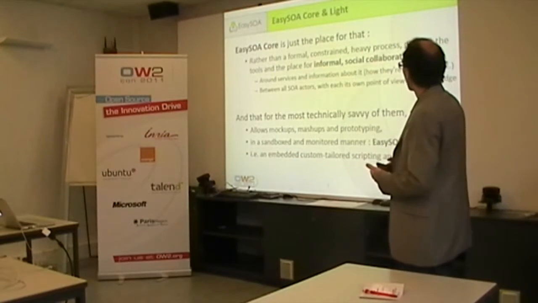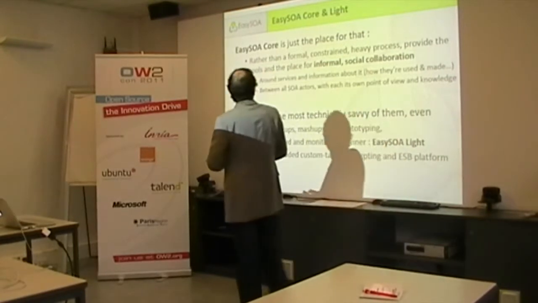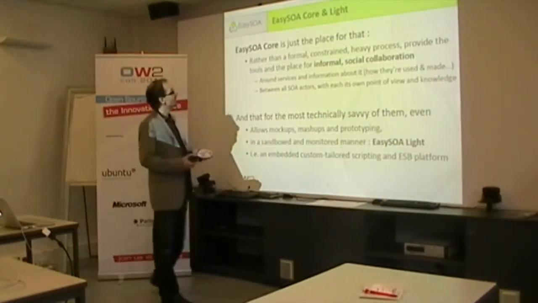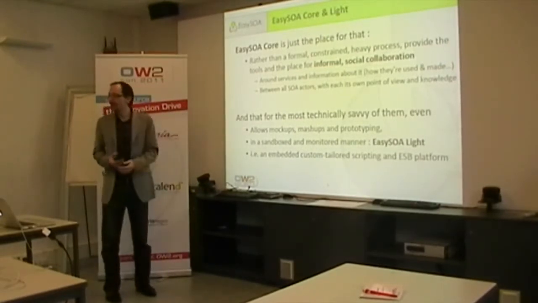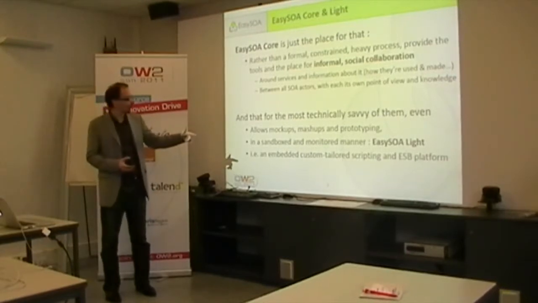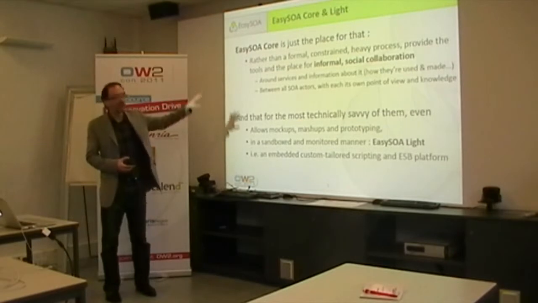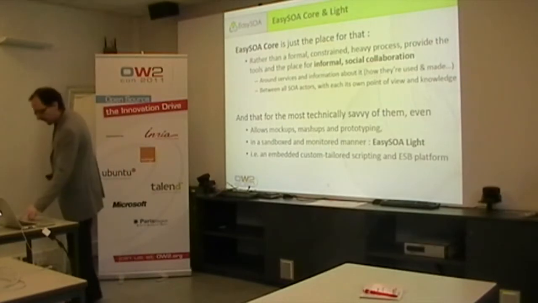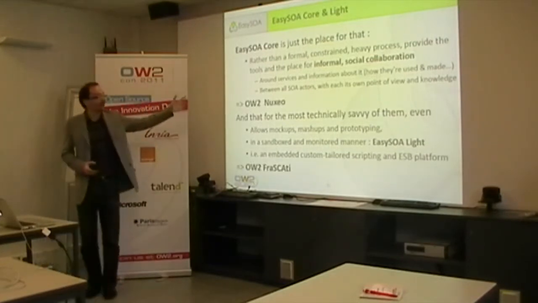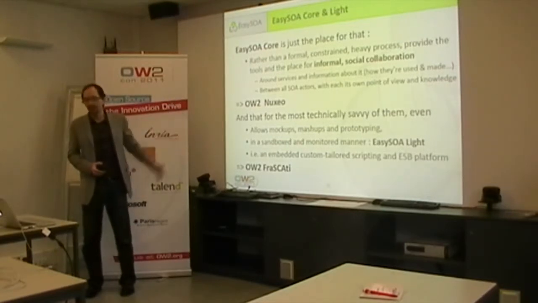Rather than a formal, constrained, heavy process of SOA evolution and changes, it provides the tools and place for informal social collaboration around services and information about them. And for the most technically savvy, it even allows mockups, mashups, and prototyping in a sandbox and monitored manner. That's what we call EasySOA Lite. You've got EasySOA Core about collaboration and EasySOA Lite about trying things out. For the first one we're using OW2 Nuxeo, and for the second one, OW2 FraSCAti.